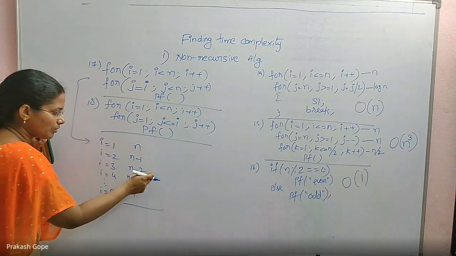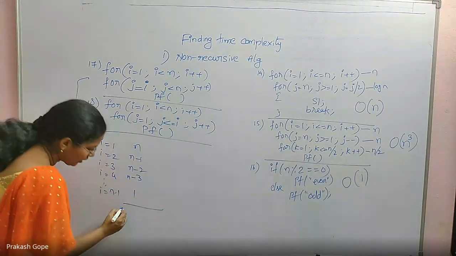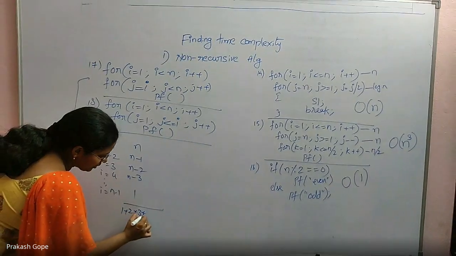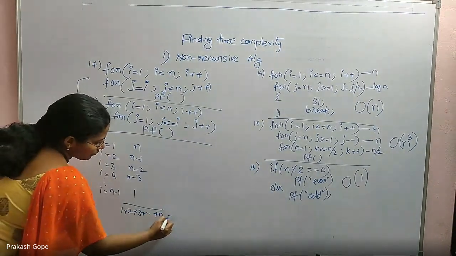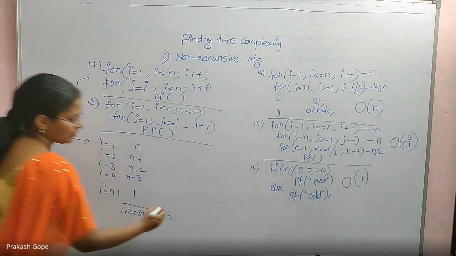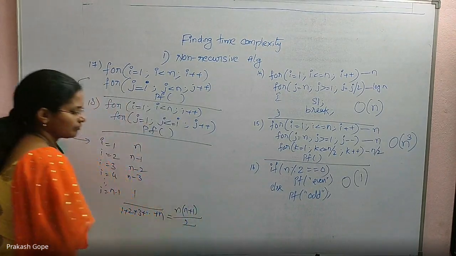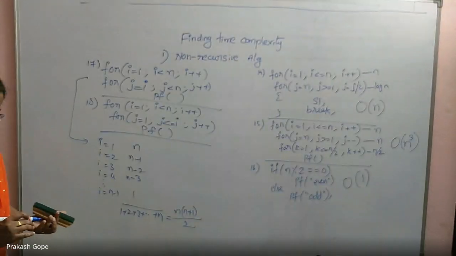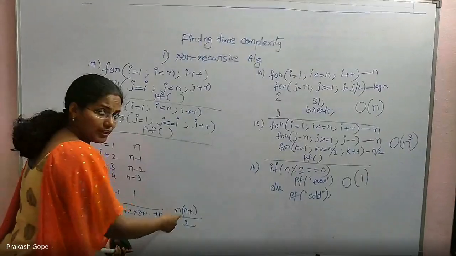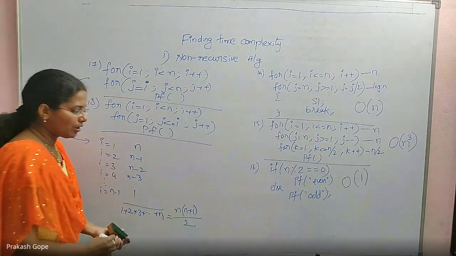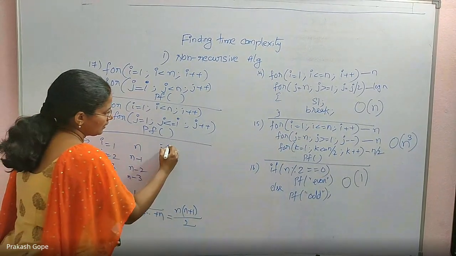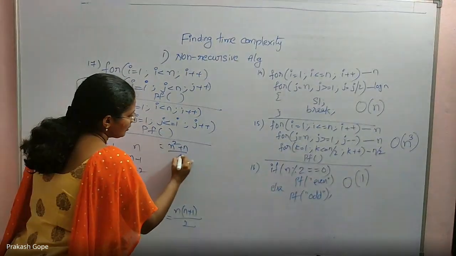n plus n minus 1 plus n minus 2 plus n minus 3 and so on up to 1, which means 1 plus 2 plus 3 plus and so on up to n. Sum of n natural numbers: n into n plus 1 by 2. It is a polynomial, right? If you simplify this, it is n square plus n by 2.